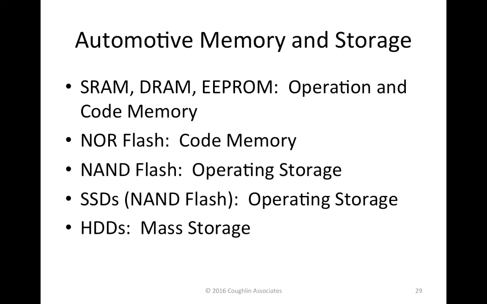Now, automotive memory and storage, there are different types: SRAM, DRAM, and EEPROM, for instance, are used in operation and code memory. NOR flash is generally used for code memory. The NAND flash is an operating storage, and then NAND or SSDs using NAND flash and hard disk drives could be used for mass storage.